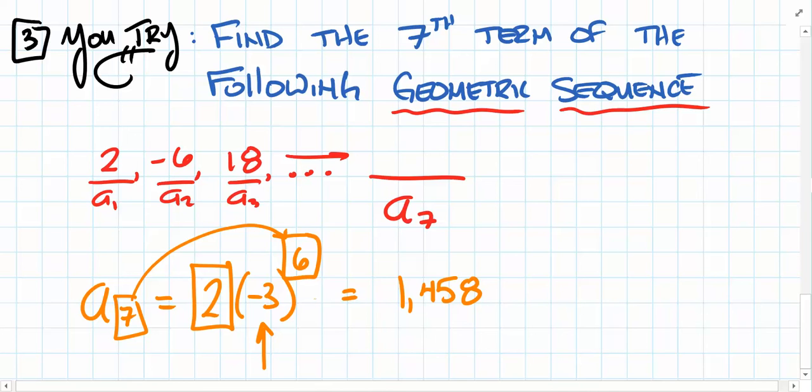When you run this through the calculator, you should get 1,458. If you're not getting this positive answer, you might be doing something wrong in the calculator, so make sure you ask about it. The correct answer is 1,458.